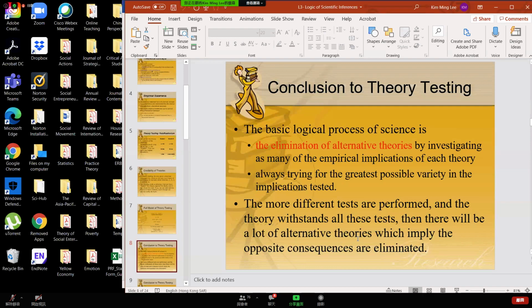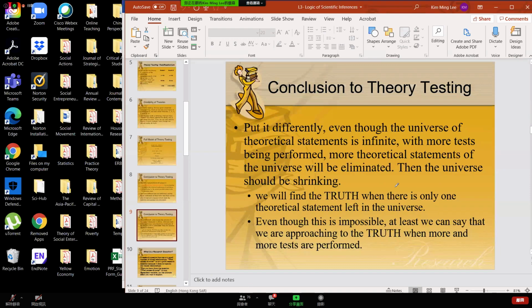Then a lot of alternative theories which imply the opposite are eliminated. So this is why, if our theory can withstand all the tests, it becomes more and more credible. Put differently, the universe of theoretical statements is infinite, which means we can have a lot of theories in the world. With more tests being performed, more theoretical statements of the universe will be eliminated, and the universe should be shrinking, just like here.